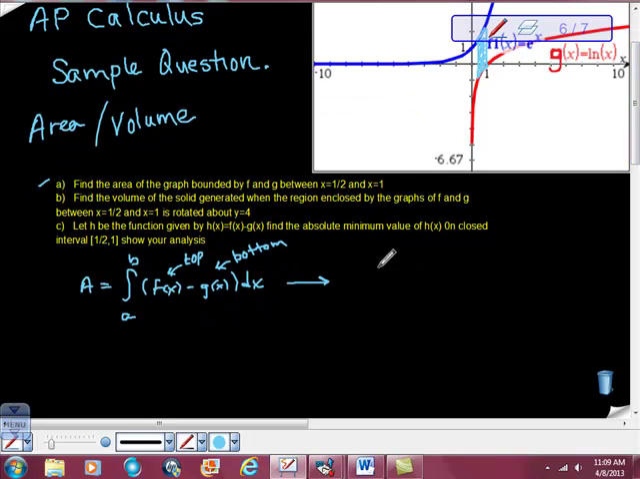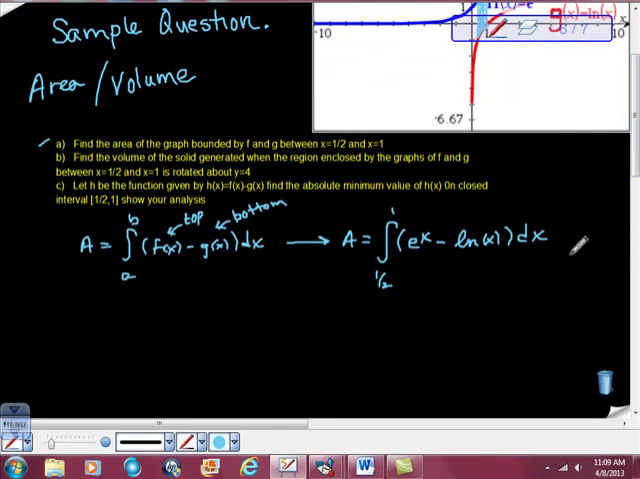So this is, therefore, area is equal to, and they give this to us, 1/2 to 1. So 1/2, the lower bound, to 1 of f of x, which is the top. Well, it's e to the x minus the one that's on the bottom, and it's ln of x, so ln of x dx. We don't have to do any more arithmetic here. We can put this right into our calculator. Do this carefully. And remember to use the approximation sign.